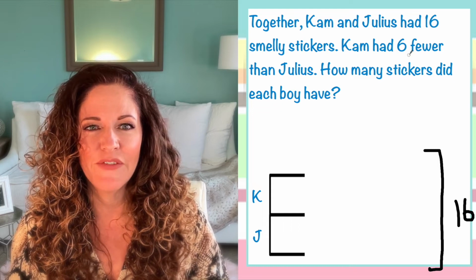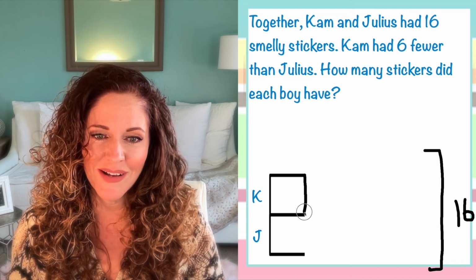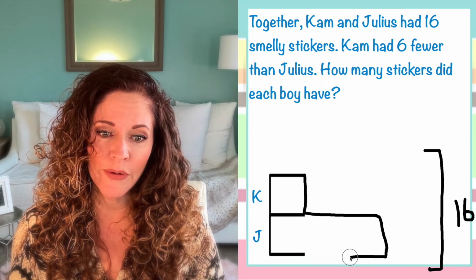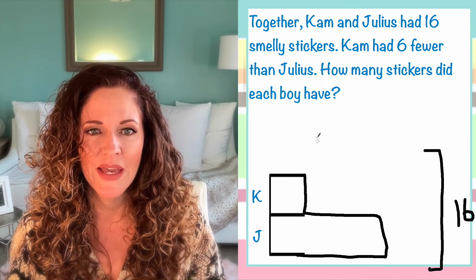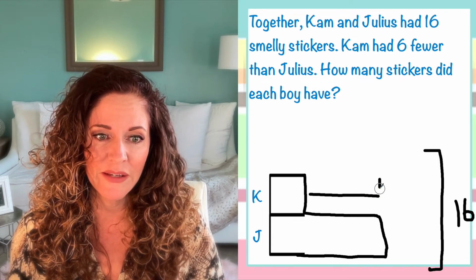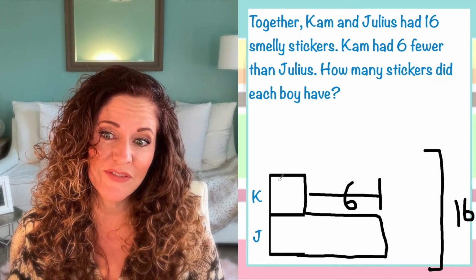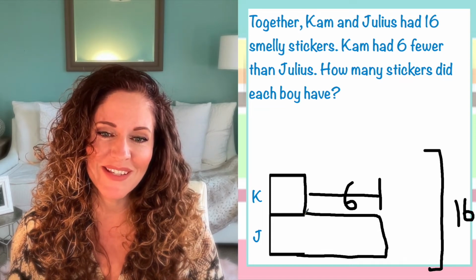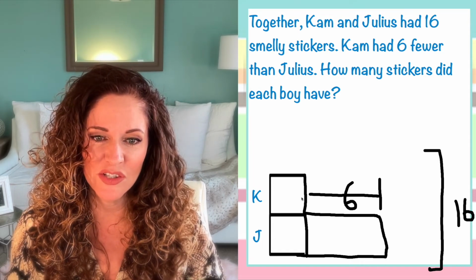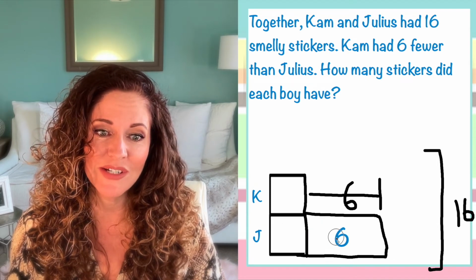Cam had 6 fewer than Julius. Okay, so if Cam has fewer, then Cam gets the short box. Julius gets the longer box because he has more, and that's a wonky box. Sorry, guys. It says Cam had 6 fewer. So I can look at Cam's area that's empty, and I know that that's a difference of 6. If Cam has 6 fewer, what does that also tell me about Julius? He has 6 extra. So I'm going to draw that box that shows that's what's the same about the boys. Now I've got what is extra or different about the boys.